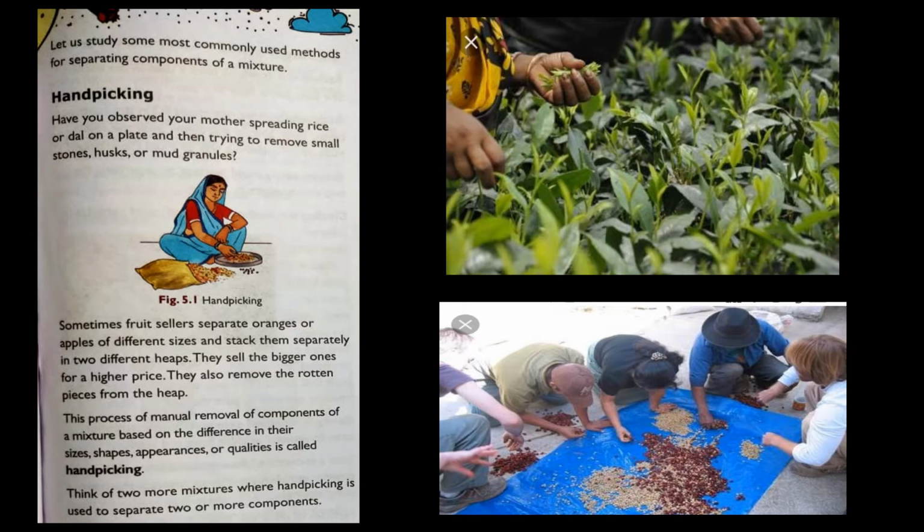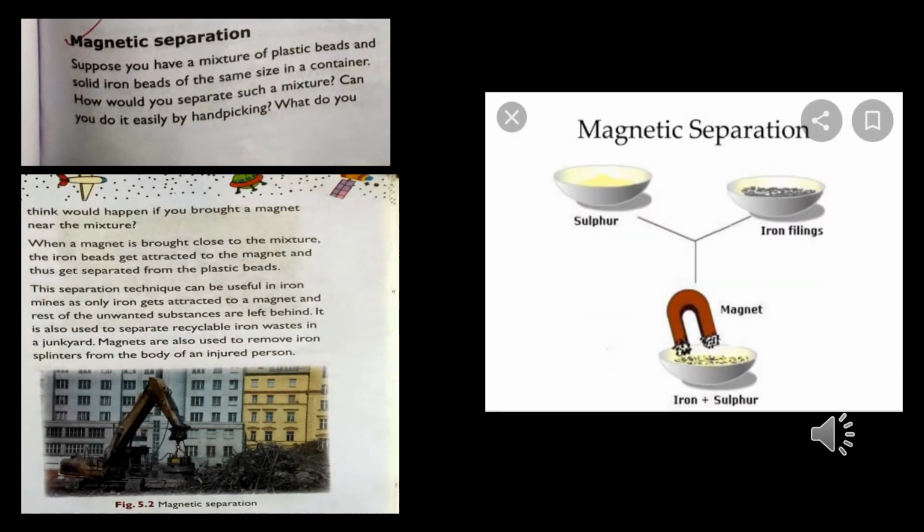Now we are going to discuss another way of separation, known as magnetic separation. So students, our next topic is magnetic separation. What is magnetic separation exactly? Magnetic separation is the process of separating components of mixtures by using magnets to attract the magnetic materials. The process separates non-magnetic materials from those which are magnetic.